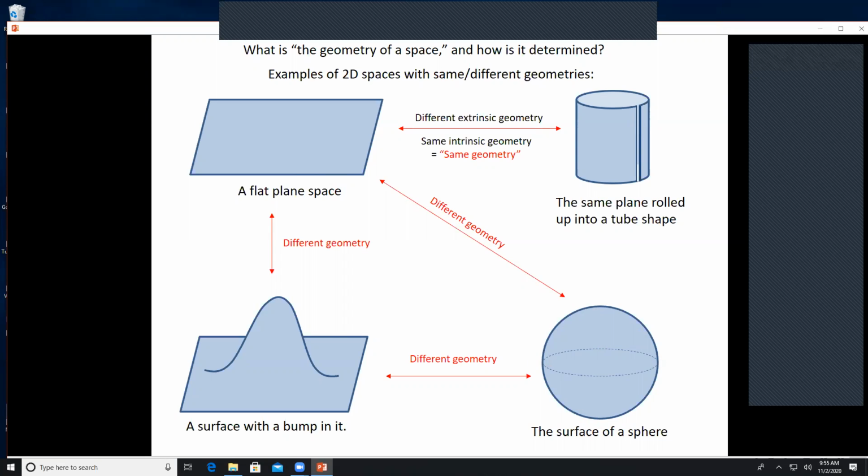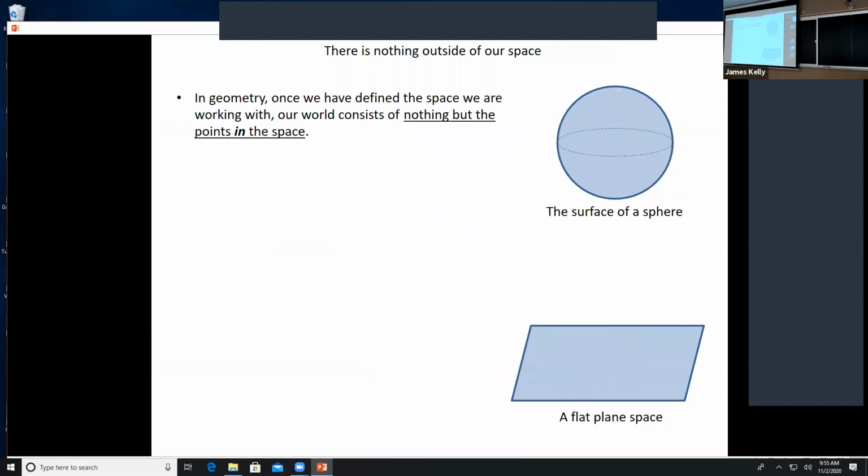Similarly, here's what might have been a flat plane, except it has some kind of bump that's been pushed into it. It's like a rubber sheet and someone's pushed their finger up into it, right, and made a little bump in the middle of it or something like that. These three all have different geometries. That means different intrinsic geometries. They're different to a creature that's sitting inside.